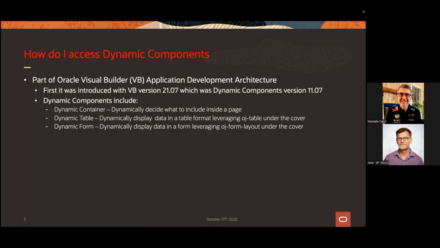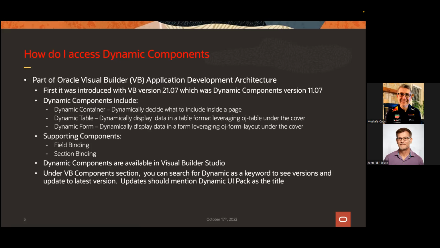Dynamic table, as the name implies, gives you your data in a tabular manner, and under the cover leverages the OJ table JET component. Dynamic form is a form where you want to be able to input some data and update some data, and under the cover it leverages the OJ form layout as the JET component. There are supporting components with dynamic components, like field binding and section binding. You don't really directly interact with them. Nevertheless, they're there to serve a specific purpose for the dynamic component framework.